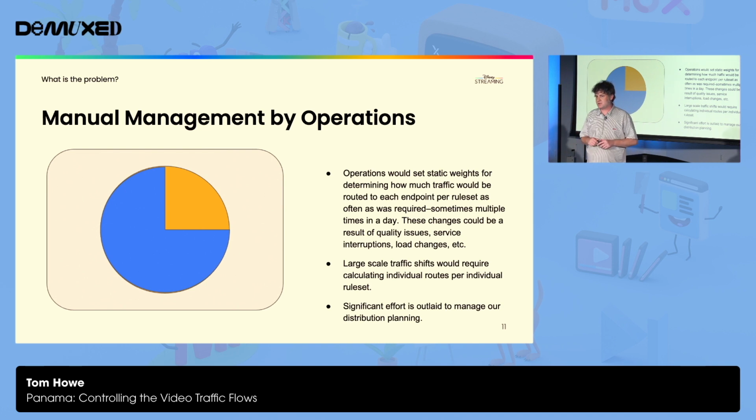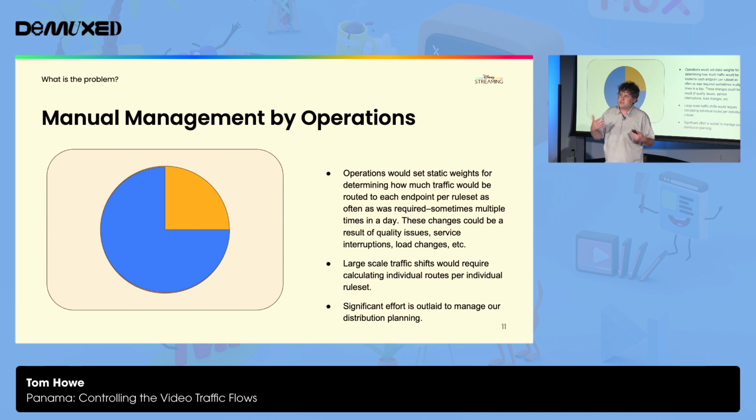Basically, those operators that I spoke about would go through and define all of those rules, define those static distributions, and when something would change, they would manually go in and change those distributions by hand. So sometimes that would happen multiple times in a day. So if there was an outage, for example, they would have to go ahead and change all of the distributions to make sure that the traffic was still being routed appropriately. And this could span multiple of those rule sets.